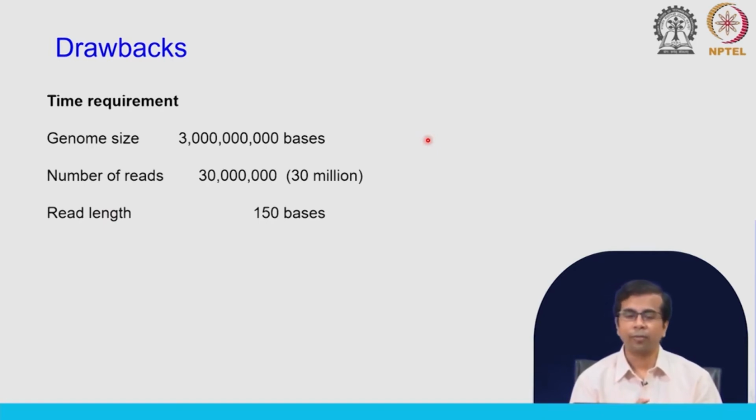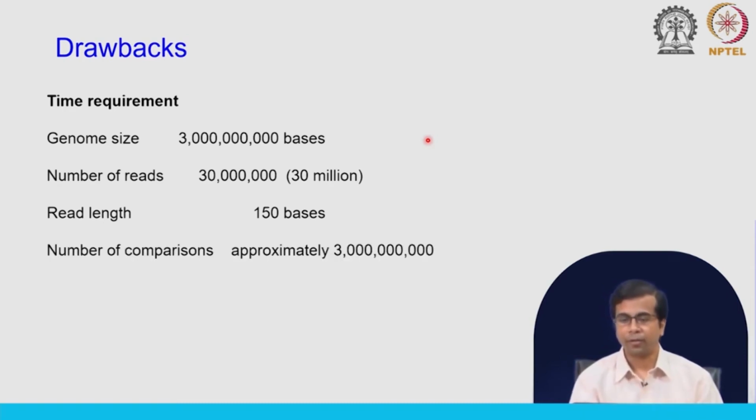This actually is on the lower side, because many times you will get even more, billions of reads from the sequencer, and let us consider the read length is about 150 bases. So now you can imagine the scale of the problem. You have to check this 150 base read along this 3 billion base long genome. So you will have about 3 billion comparisons, approximately, slightly less, but approximately 3 billion.